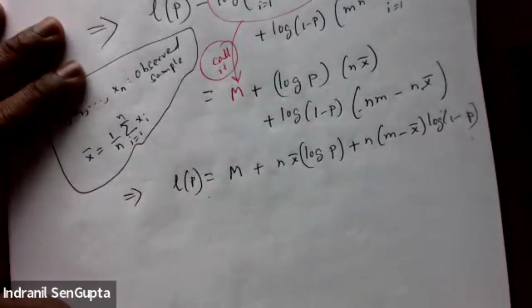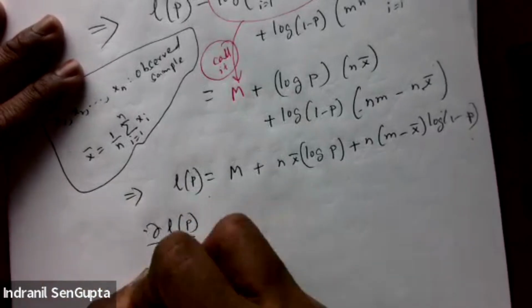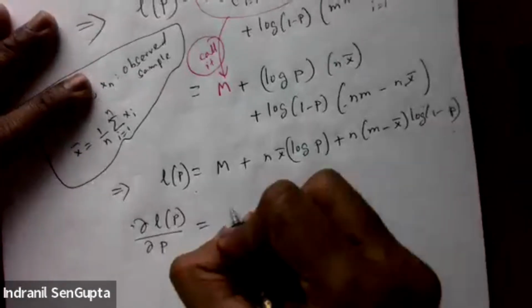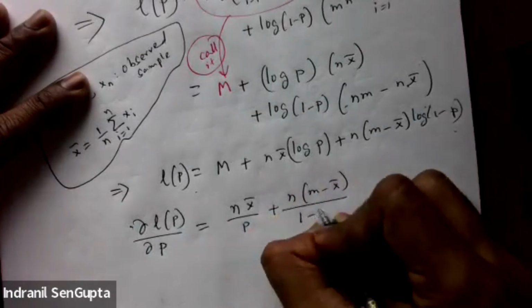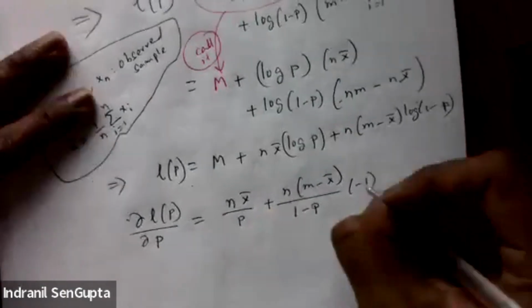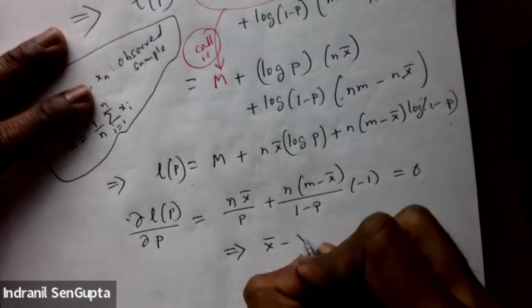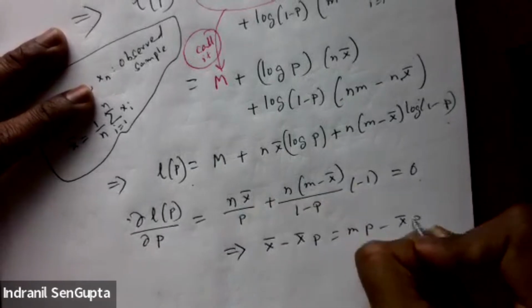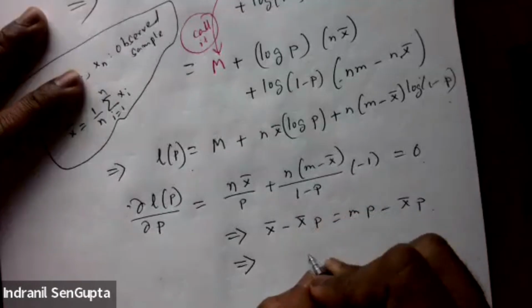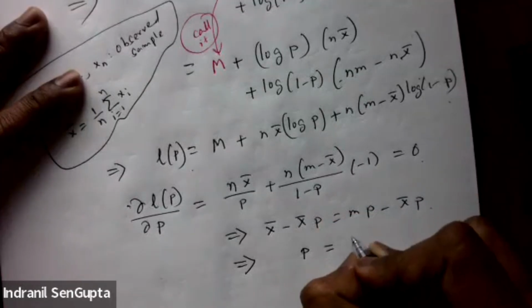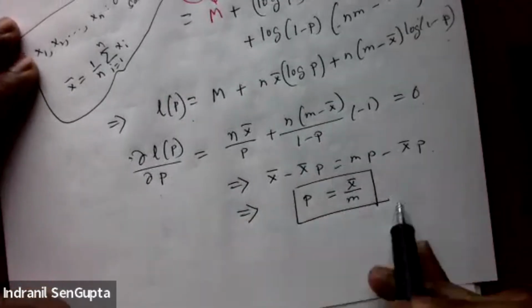Yeah, so that is a simplified version of LP. Okay. Differentiate it. So dLP dP will give me n x bar over P plus n times m minus x bar over 1 minus P, and then a negative sign due to this minus P. So if this is equal to 0, and if I solve this one, you can show that this will give me x bar minus x bar P equals to mP minus x bar P. And this is giving me P equals x bar over m. Okay. So dP equals to 0 gives me P equals to x bar over m.